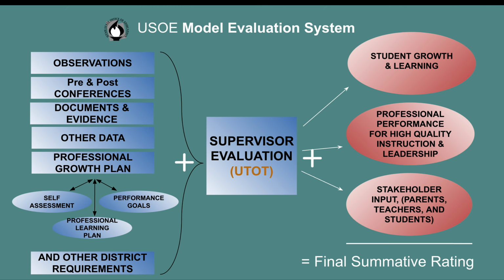So this is the Utah State Office of Education Model Evaluation System. Over here on the left is all of the stuff that I use in the evaluation process, okay? And then we look on the right, what I do over here on the left combined with the stuff here on the right equals your final summative rating. And I'll show you where you're at this year. I'll even send that out as an email. So these are just a lot of the things that go into the evaluation process.